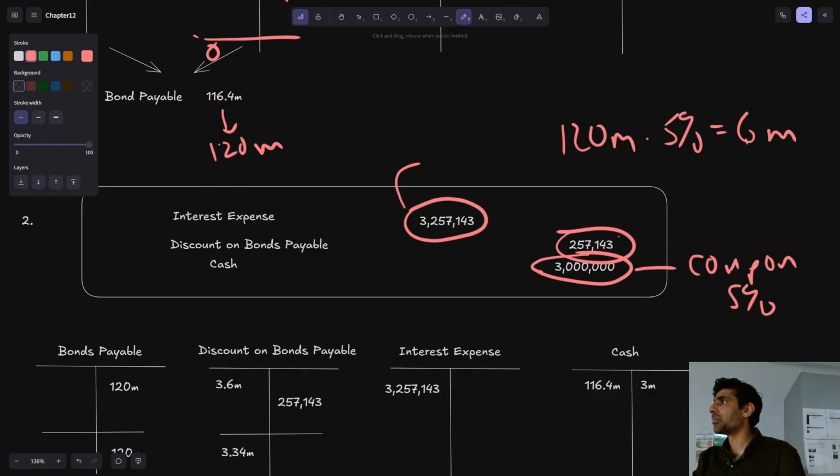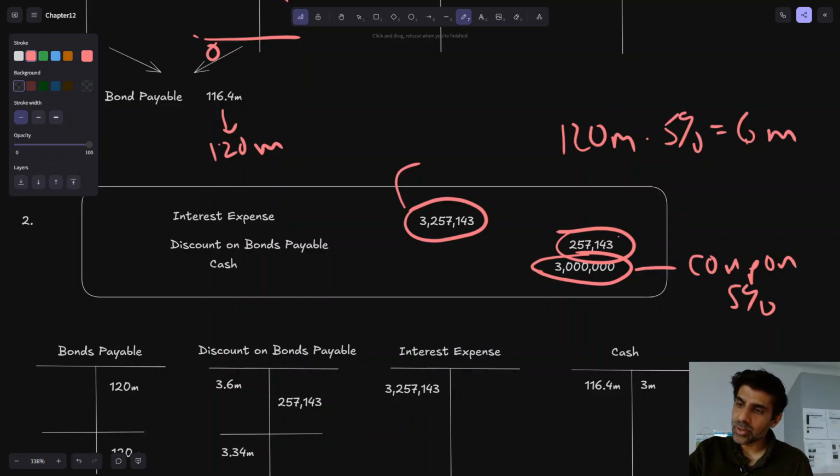So you still say it's 5% when you have it semi-annually, right? You don't say 2.5%. Whenever you speak of yields and interest rates, you always annualize it. So you can say that if you multiply this by 2, because again, that's kind of our yearly interest expense.